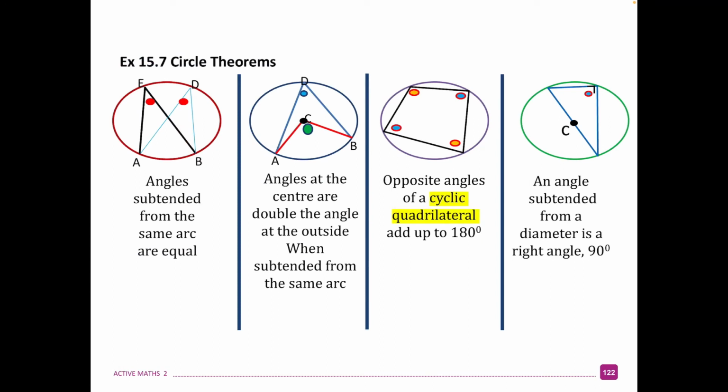Let's take a moment to summarize these 4 theorems that we went over in last lesson. Angles subtended from the same arc are equal. Angles at the centre are double the angle on the outside when subtended from the same arc. Opposite angles of a cyclic quadrilateral add up to 180 degrees. An angle subtended from the diameter is a right angle.